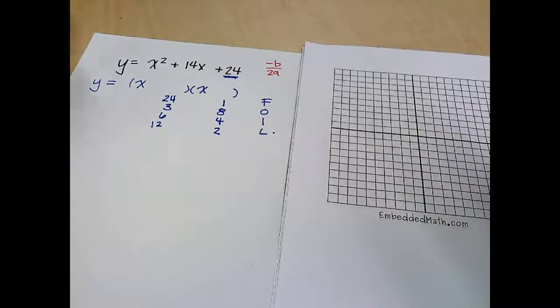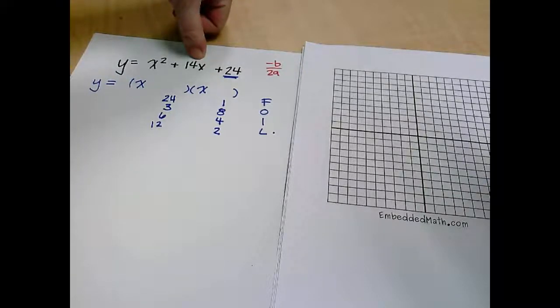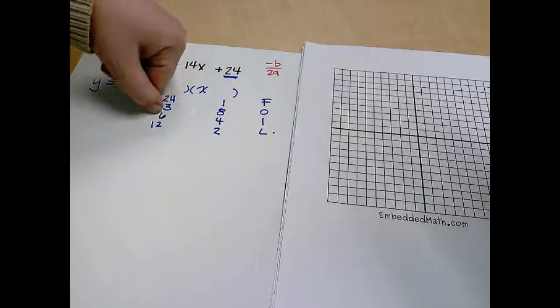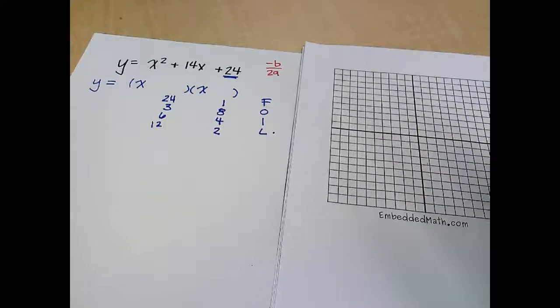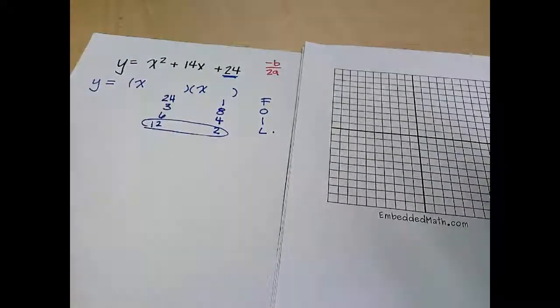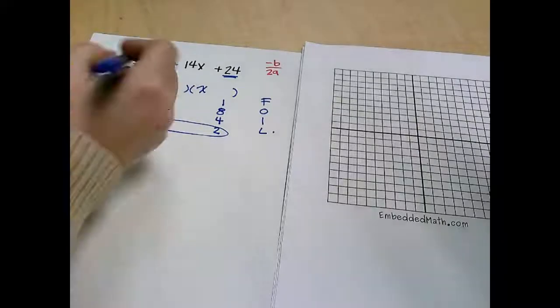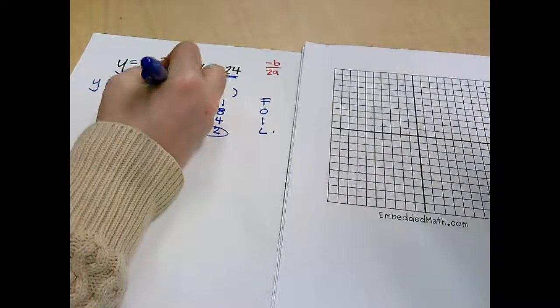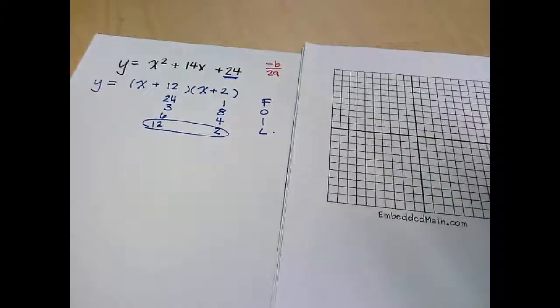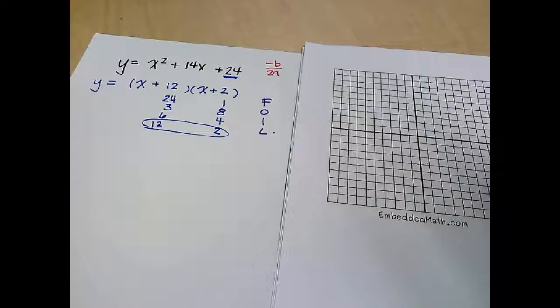The next step, though, is to realize that I need those to add to 14. So I want to look down through my pairs and see which of those two are going to add to 14. We can see 8 and 3 will add to 11, 6 and 4 will add to 10, and 12 and 2 will add to 14. So this is the pair that I want. So I plug them in right up here, x plus 12, x plus 2, and those become my two binomials.